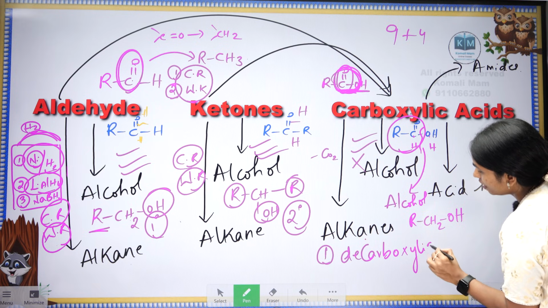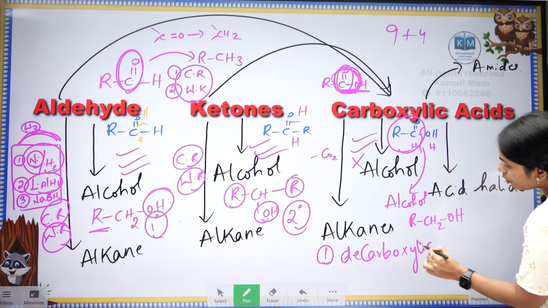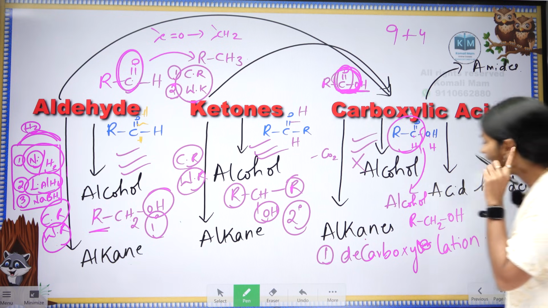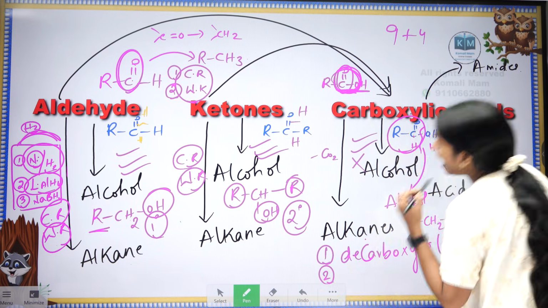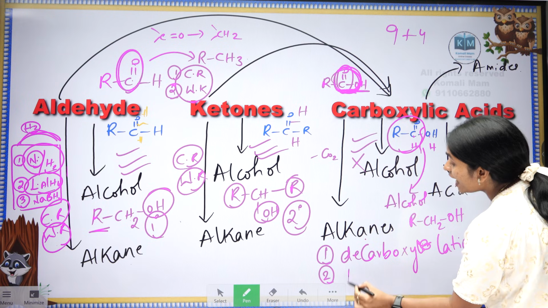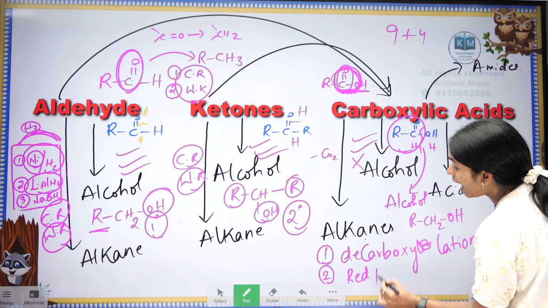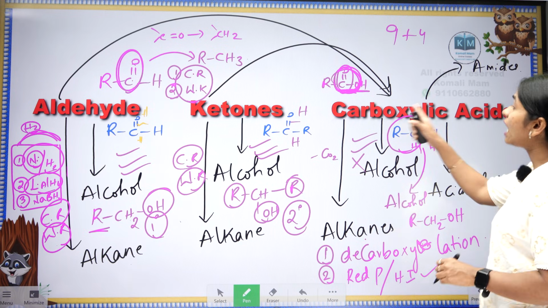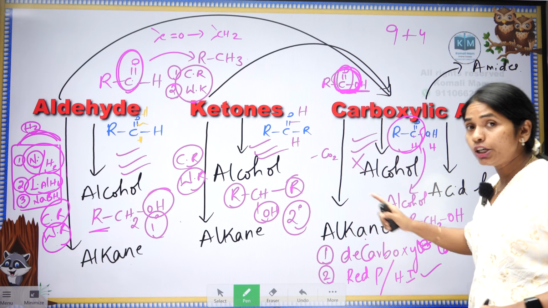Decarboxylation. See, what is decarboxylation? I'll give you. Second one, another one we can use is red phosphorus with hydrogen iodide, so that carboxylic acid we can convert into alkanes.